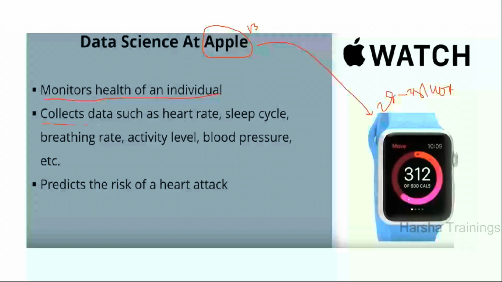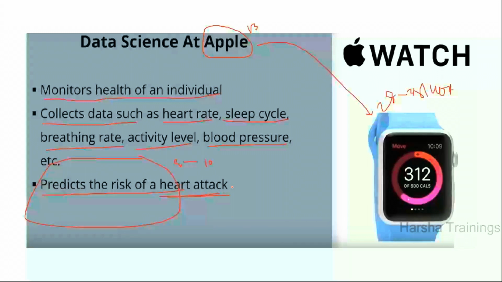It collects data such as our heart rate, our sleeping cycles, our breath rate, our activity levels, and our BP, etc. And it is going to predict heart attacks. If a heart attack may arrive at 10 a.m., it will warn you at 8 a.m. or 9 a.m., depending upon the pulse rates, which predicts the risk of heart attacks. Is it okay?